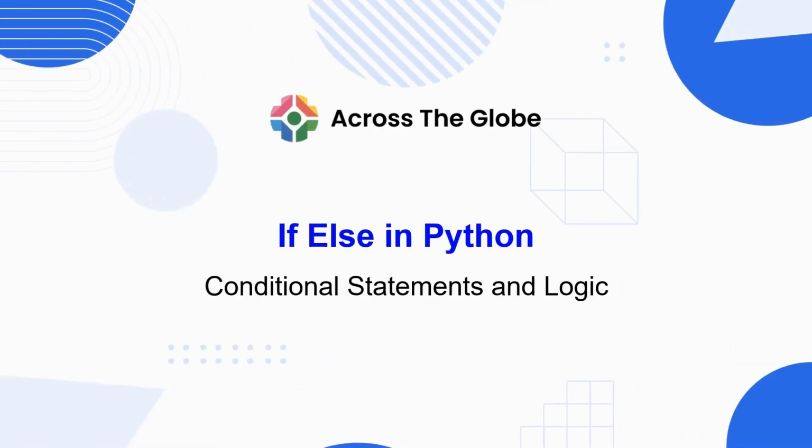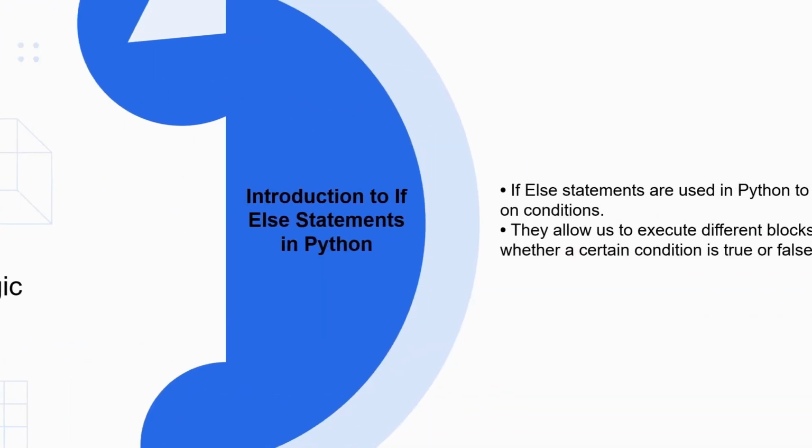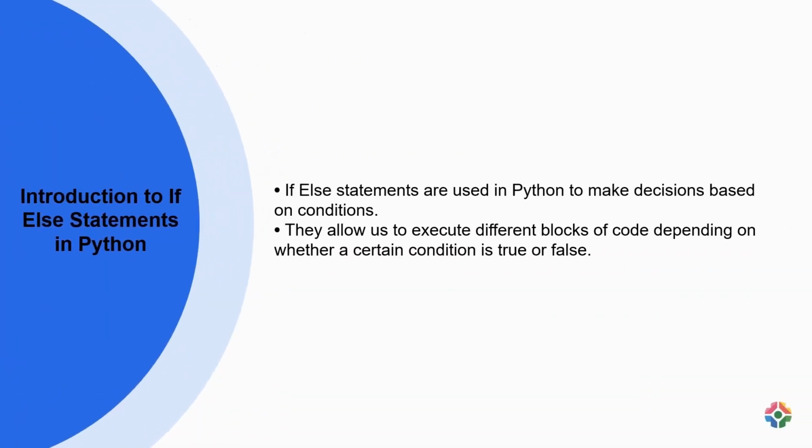Today we will learn about if-else in Python. If-else statements in Python serve the purpose of conditionally executing code segments. When a condition is met, the code block under the if statement is executed. Otherwise, the code under the else block is executed.